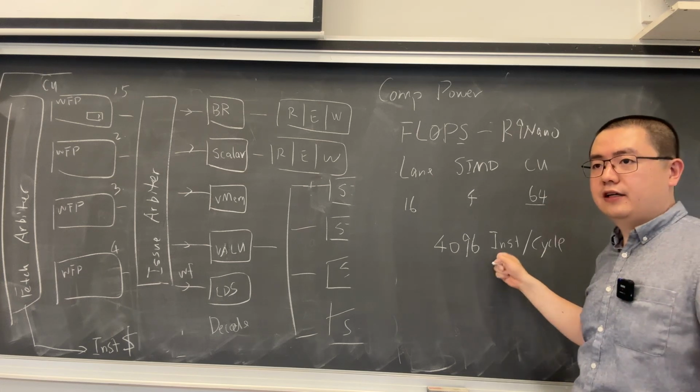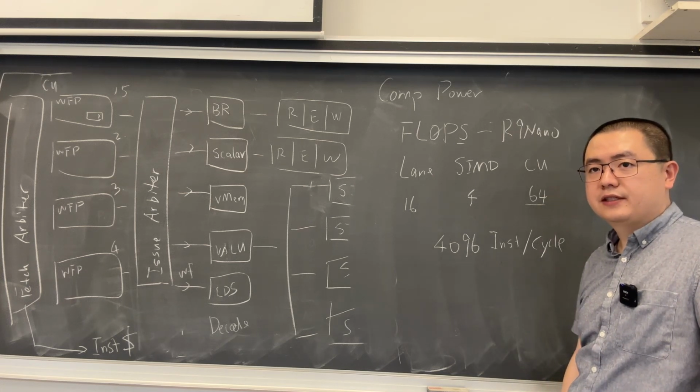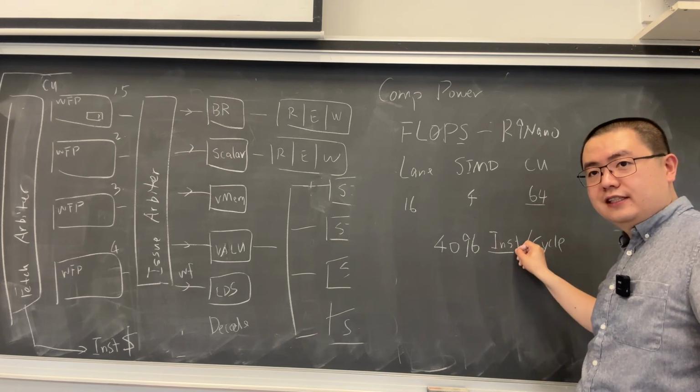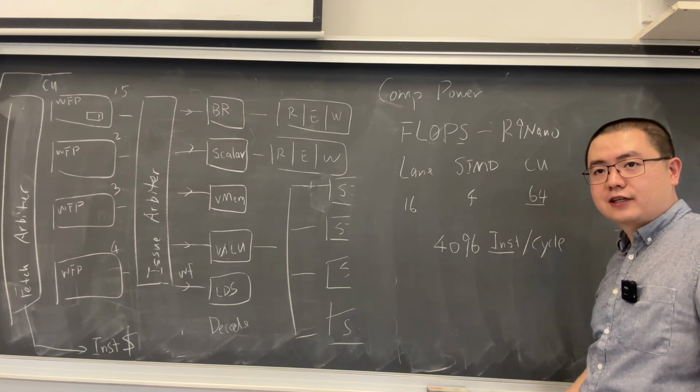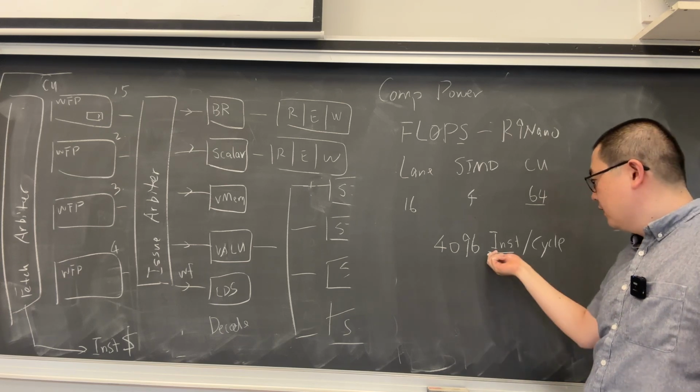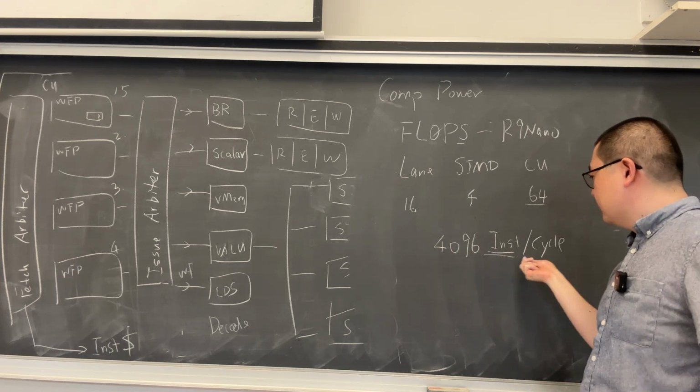That's the theoretical limit, right? IPC. And just be careful, this instruction is a thread level instruction, or work item level instruction. 4096 instructions per cycle.